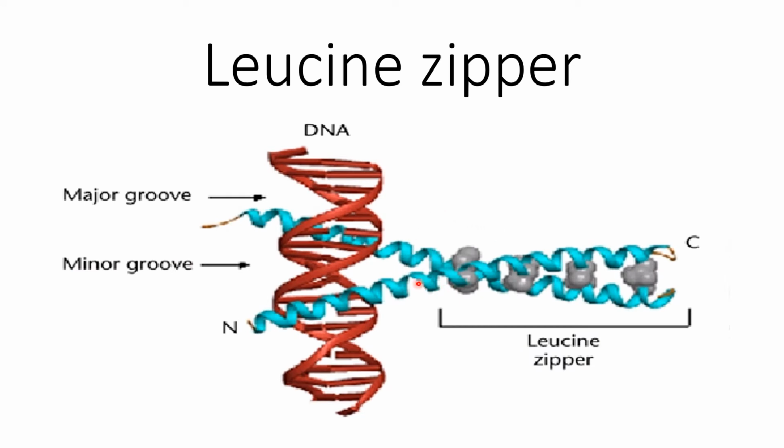The leucine zipper, its appearance is just like a zip, so it is known as the leucine zipper. Here the helical structure is seen, and it can fit itself into the DNA. The leucine zipper is also present in eukaryotes.